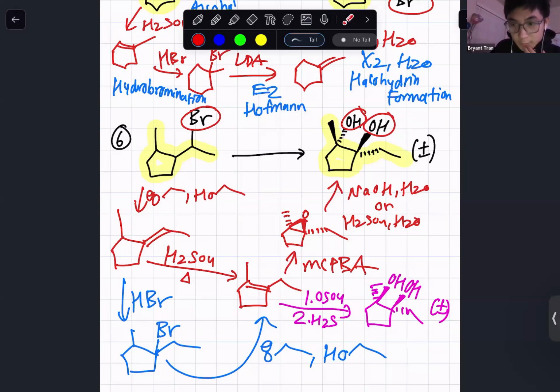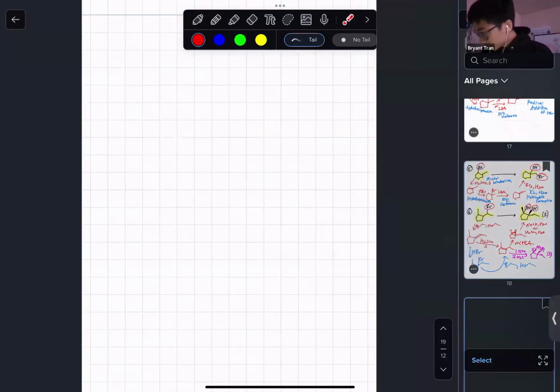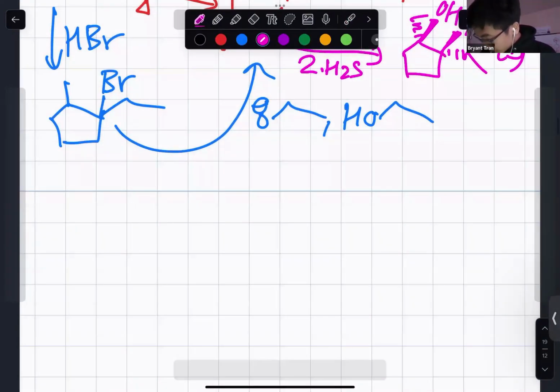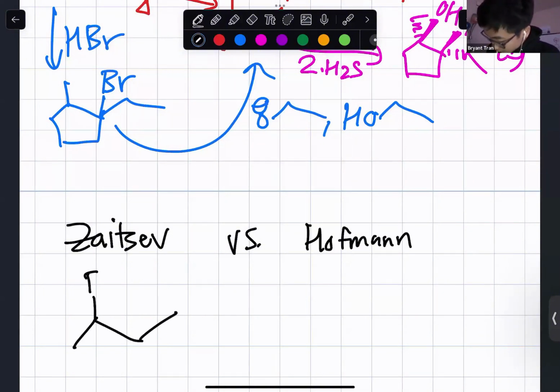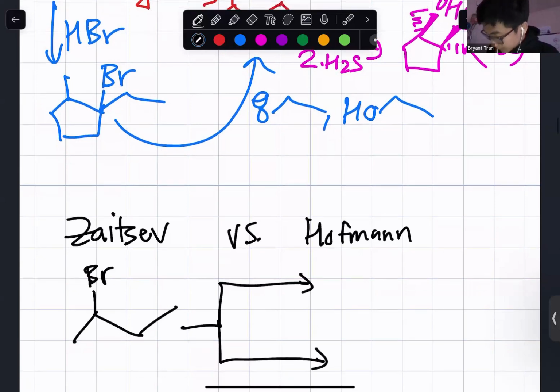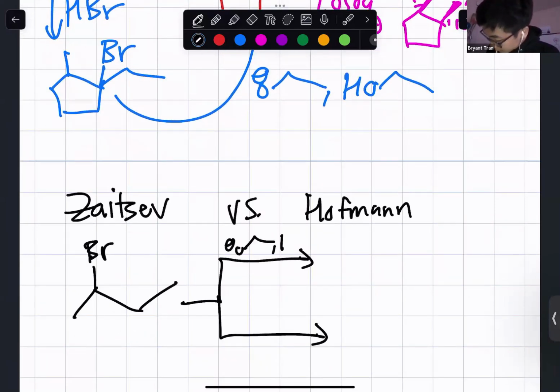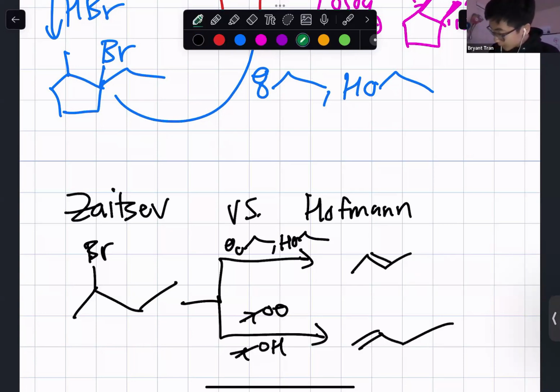Okay. What's the difference between Zaitsev and Markovnikov? Zaitsev is used to compare with Hofmann, right? If you have this haloalkane right here, and you react it with two strong bases, one small strong base and the other one a bulky base, the small strong base is going to create the more stable alkene, Zaitsev, whereas the bulky base is going to create the less stable alkene, Hofmann, the less substituted alkene.